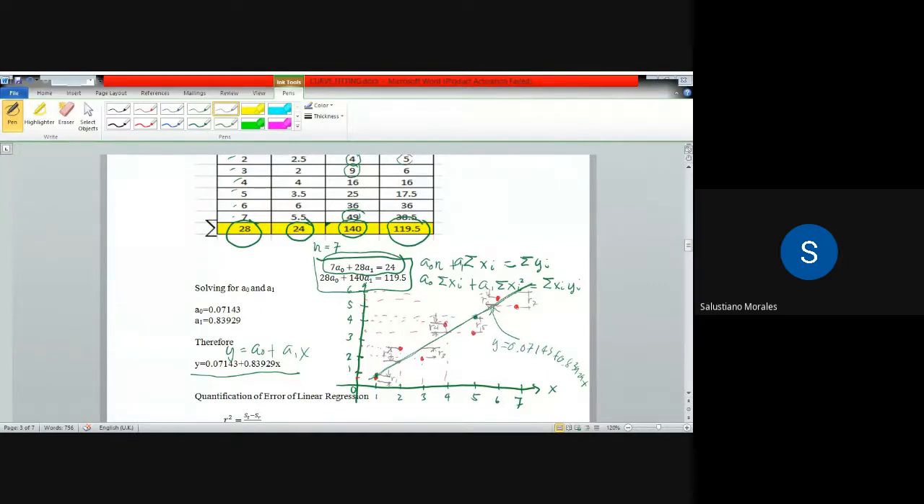Comparing, if you consider other values of A0 and A1, the value now of the sum of the squares, or SR, is greater than that value. So that is the meaning na ito ang pinaka-best fit, so that if you consider other values of the coefficients A0 and A1, you have a larger difference now between the model and the given data points.